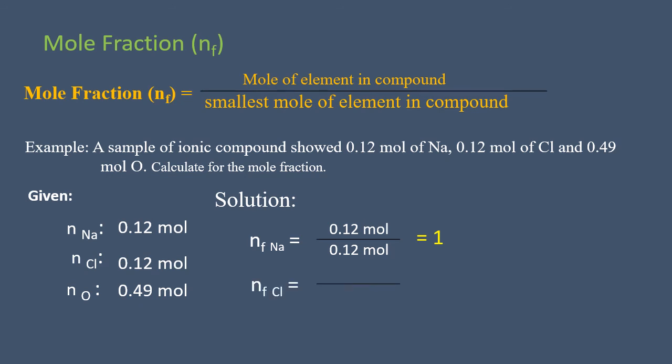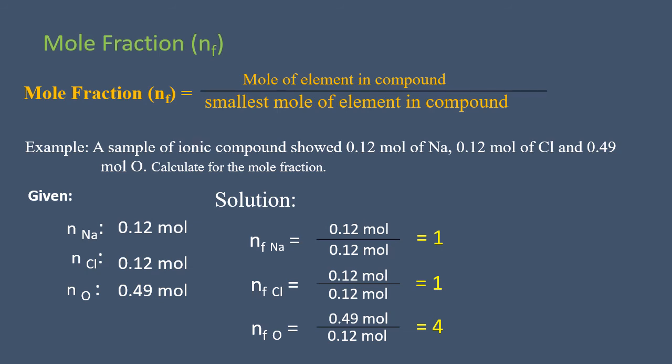For mole fraction of chlorine, we have 0.12 mole also, divided by the smallest mole of an element in the compound, which is 0.12. It is equal to 1 also. While for oxygen, the number of mole is 0.49 mole divided by the smallest mole of an element in the compound, and that is 0.12. It will give you 4. So that's how to compute for mole fraction.